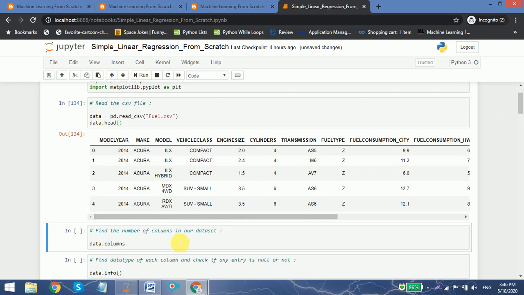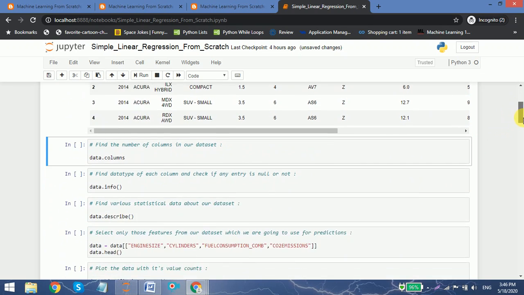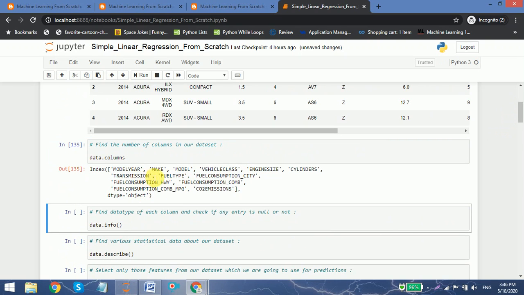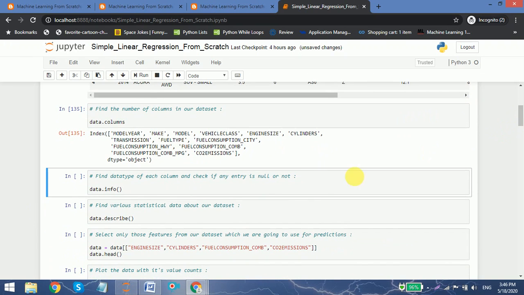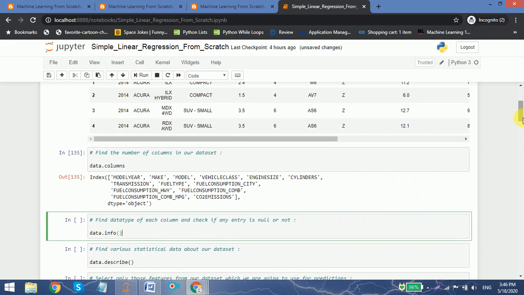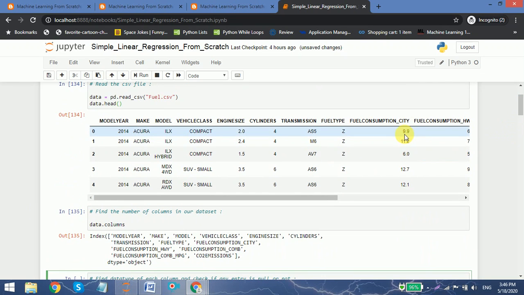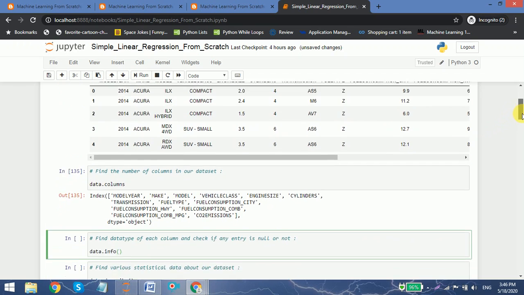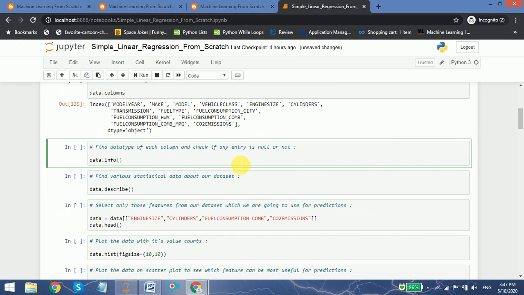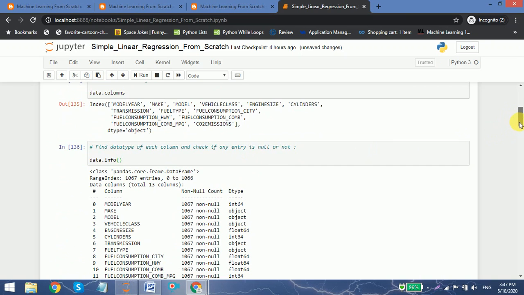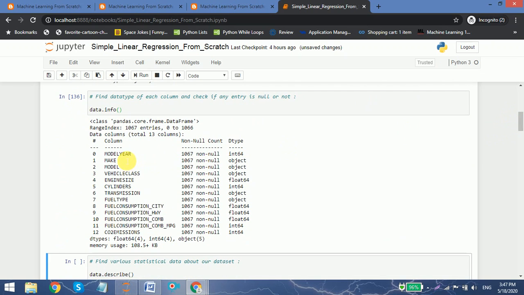Okay, now we want to see the columns available in our data set. The columns are model year, make, model, vehicle class, engine size, cylinders, transmission, fuel type, and many more. Now we want to know if any of our data values are null or missing, so we will check it with data.info. Here we can see that the model column has no null data points. We can move forward, and you can also see the data type of each column.